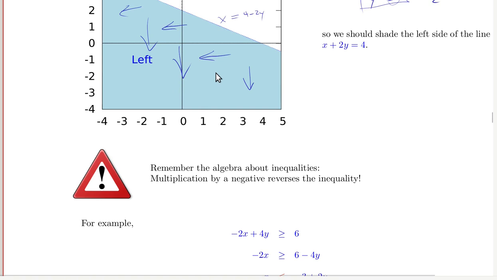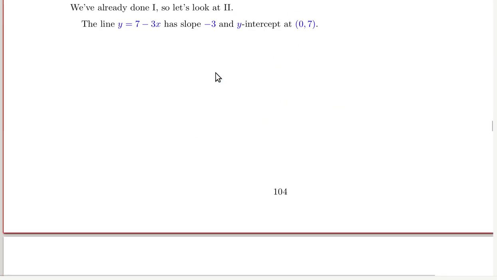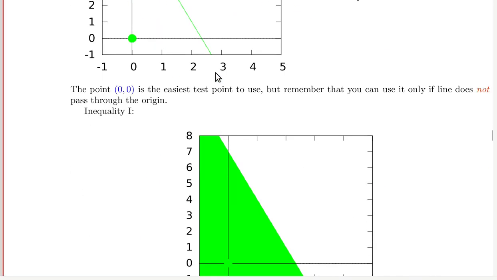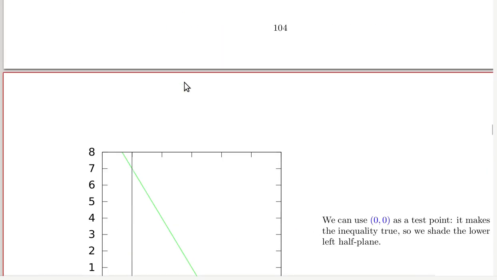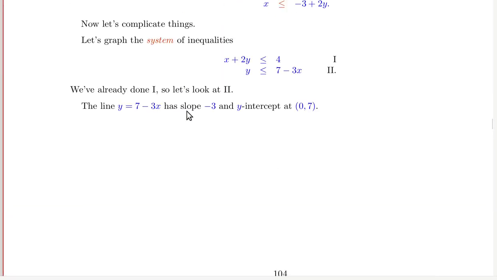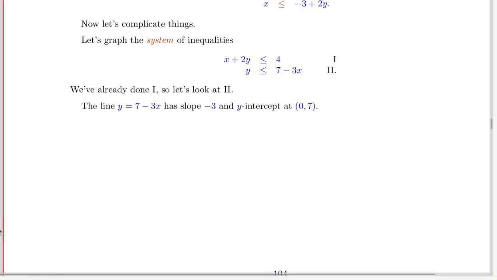Now, the extra difficulty is that we have to graph several inequalities at once. Okay, so here's an example graphing a system of inequalities. We've got these two inequalities, the same one as before, x plus 2y is less than or equal to 4, but a new one, y is less than or equal to 7 minus 3x. So the idea is to graph them both on the same plane, and then find the intersection of the two, the region where the shaded region for each graph overlaps.